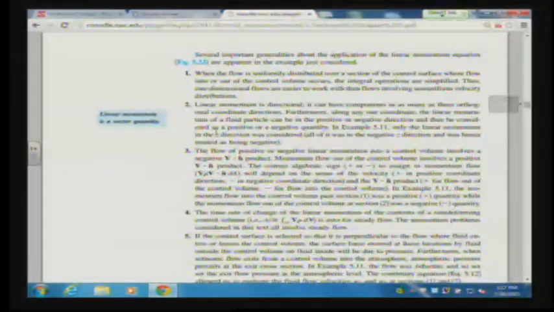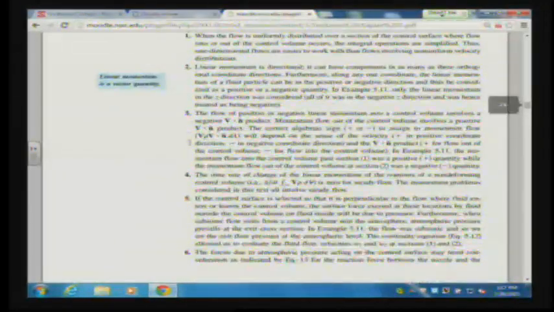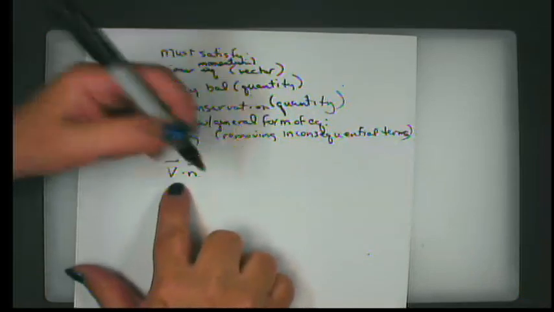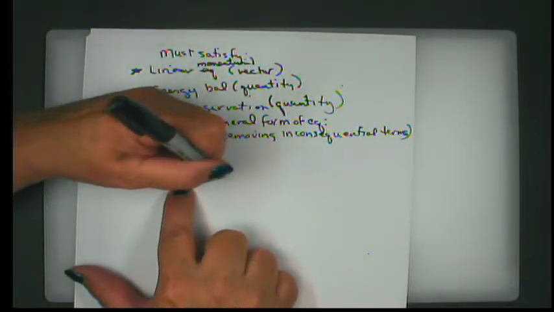So we need to remember that that's a vector form. And now this is sort of an interesting thing. The flow of positive or negative linear momentum into a control volume involves a negative V dot n product. Now you recall we've been working with the V dot n with the Reynolds transport theorem. And we know that that just means perpendicular.